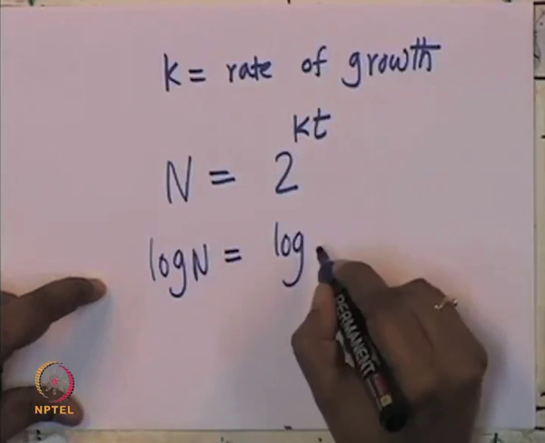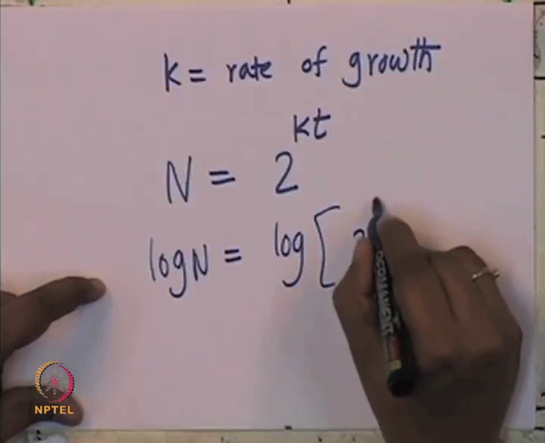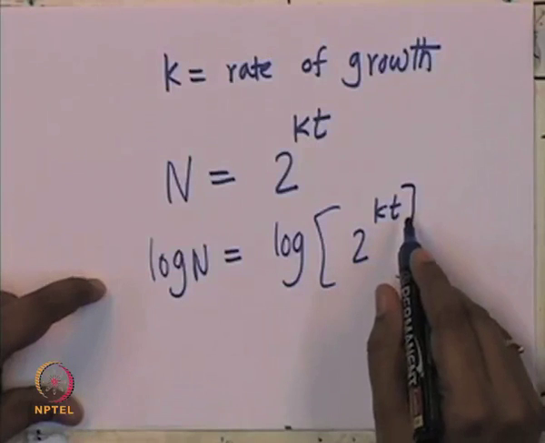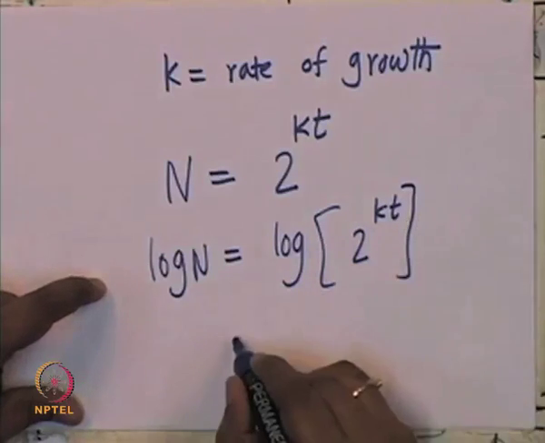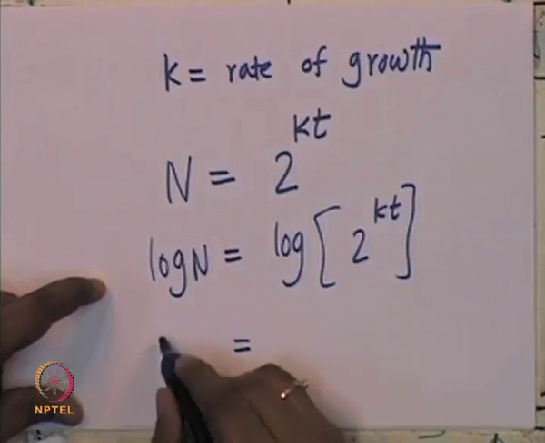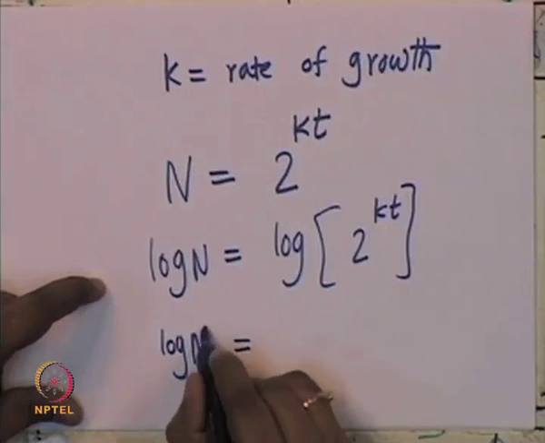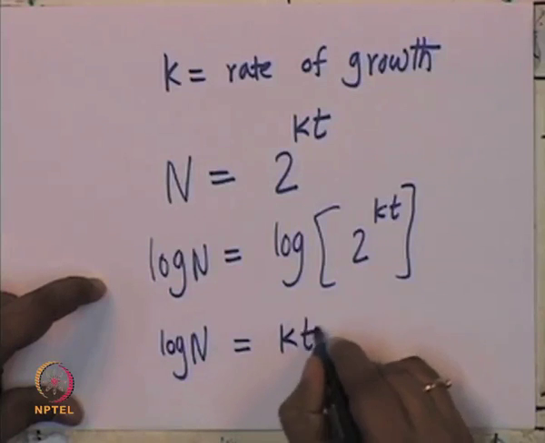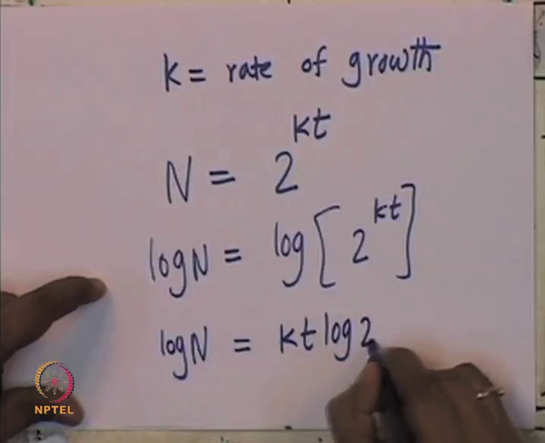log of 2 power k t. So, log of a power x is x log a. So, this gives that log of n is nothing but k t times log 2.